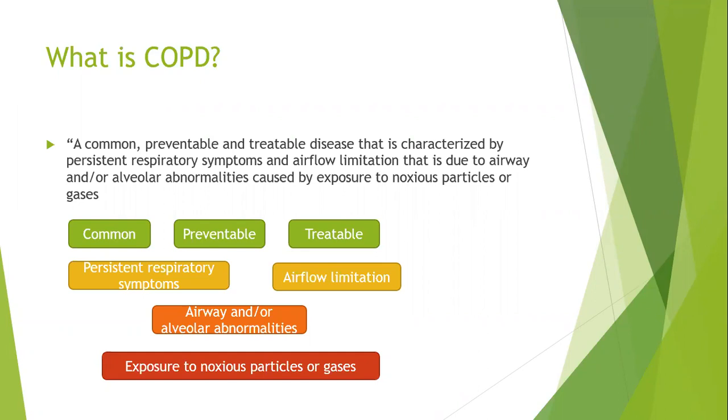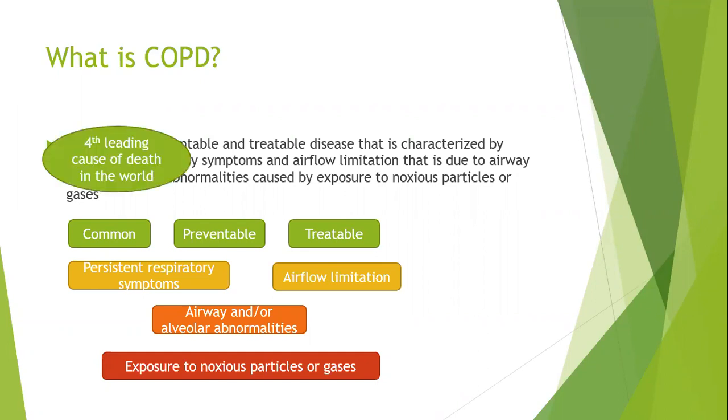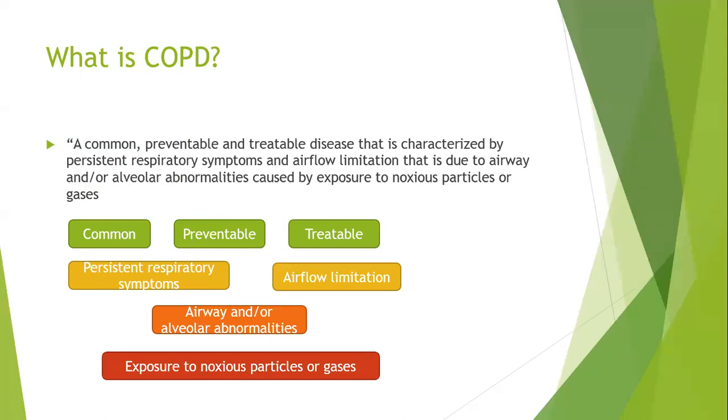So when you split it into terms, the first word is common. It is so common that it's the fourth leading cause of death in the world. So common, you can remember. Okay, so it is preventable. How is it preventable? Because it is caused by exposure to noxious particles or gases. So if you prevent the exposure to noxious particles or gases, you can prevent the disease.